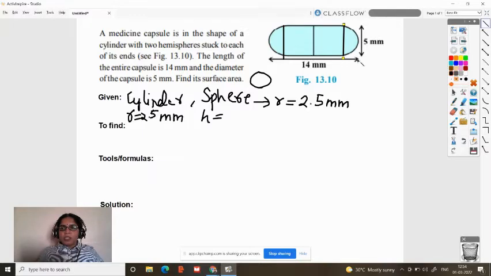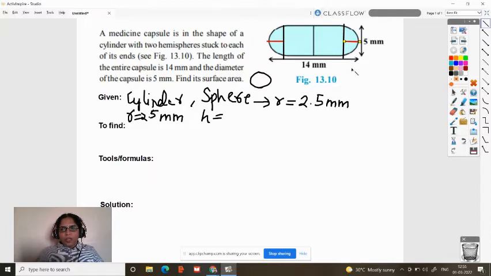So this is not 14 centimeter. But do we know something else? Yes, we know something else. There is this red color part which is coming into the hemisphere kind of part. We need to remove that.